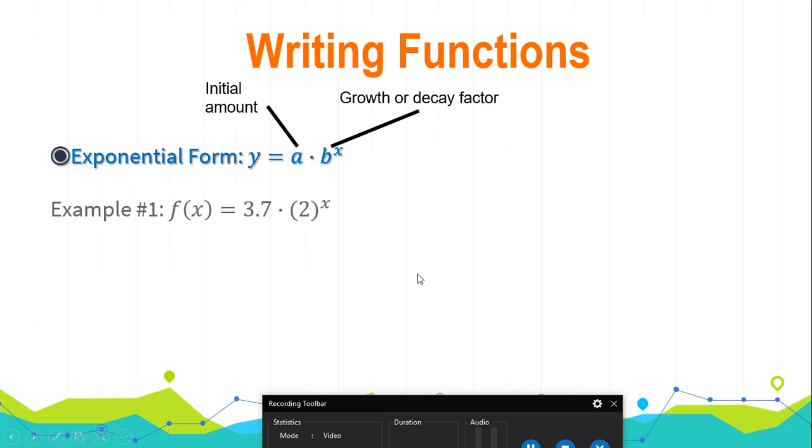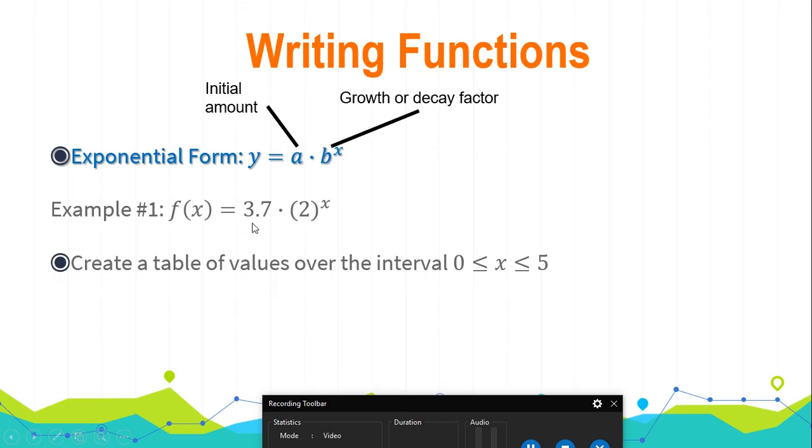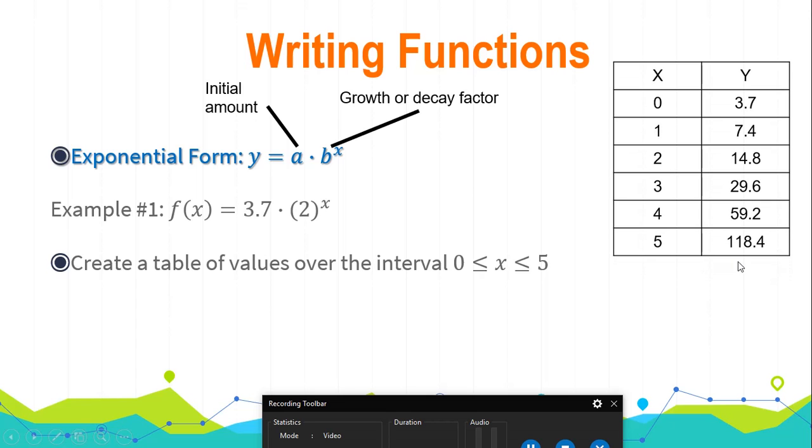Here's an example. If you'll take a minute and put this into your iPad. Now that it's in your iPad, we want to create a table of values over the interval from 0 to 5 inclusive. So you can activate the split screen table on your iPad, and these are the values that you should see.